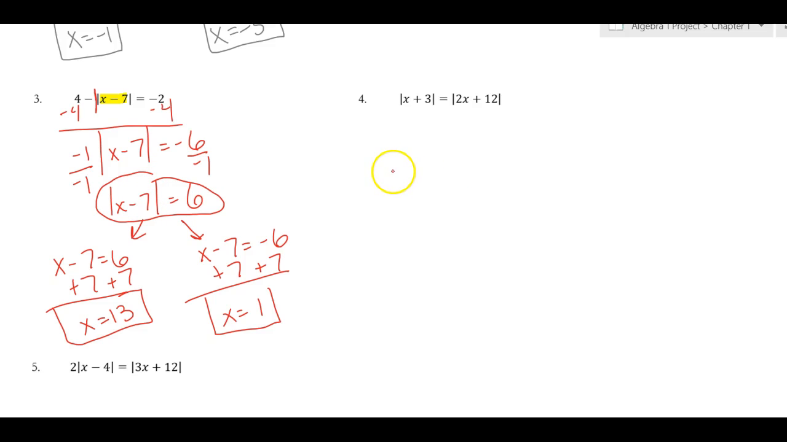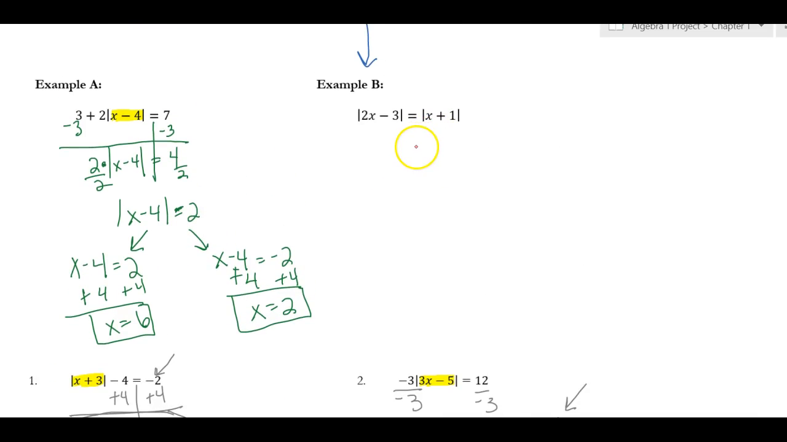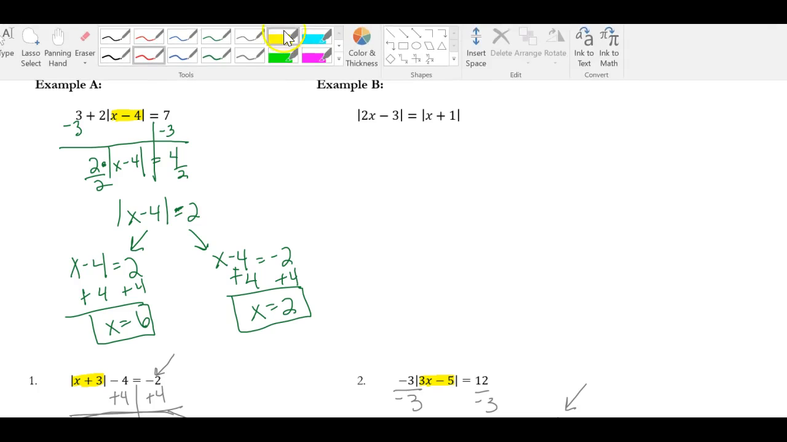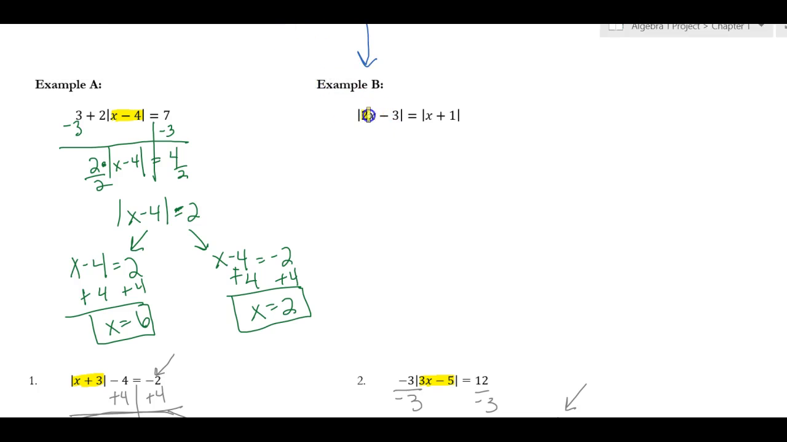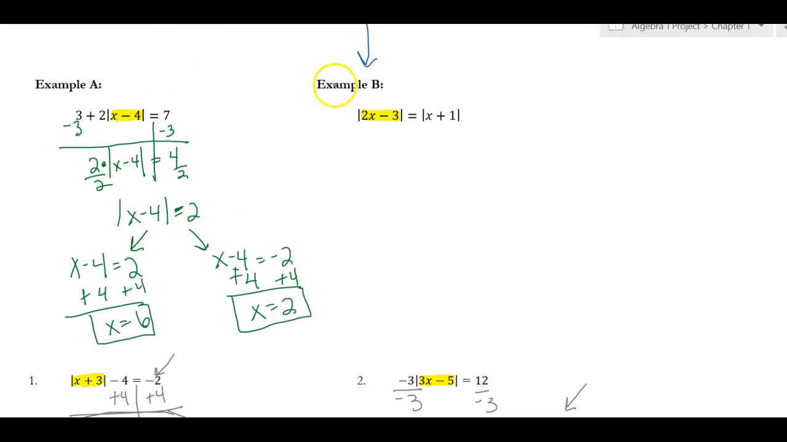All right, let's go up and look at example B so that we're able to do the last 3 problems. Okay, so example B, I have 2 absolute values. Okay, what I do is I always keep the one on the left the same, because that's what we've been doing, right? And so my first equation is going to be 2x minus 3 is equal to just this, x plus 1.